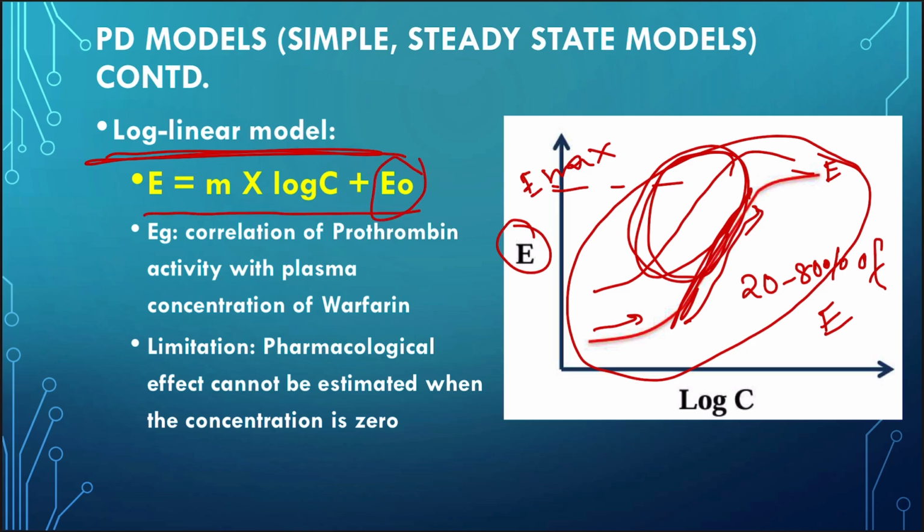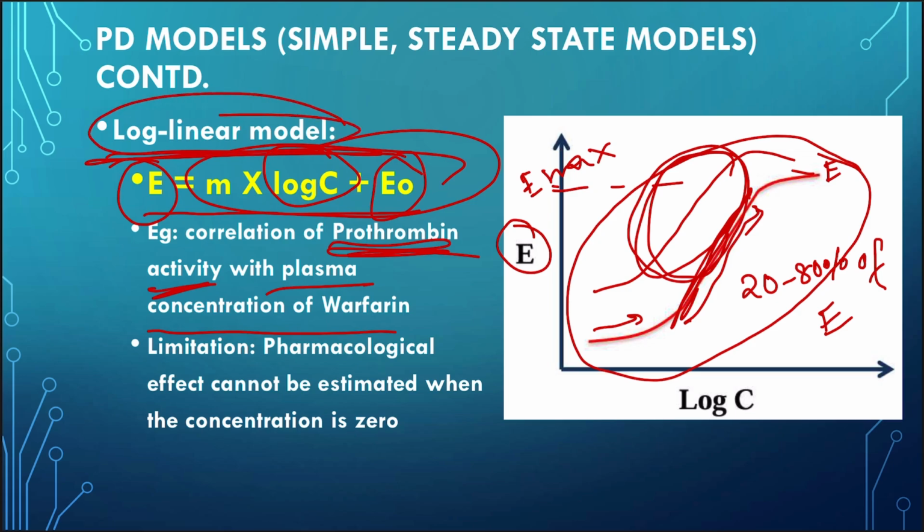E naught is the baseline effect, the effect which is present at zero concentration, and M is the proportionality factor. Then we have log C, where C is the measured concentration, and E is the particular effect which we will be deriving from this formula. One example where we can use this model is the correlation of prothrombin activity with the plasma concentration of warfarin. But there is a big limitation for the log linear model, as you can see from this equation.